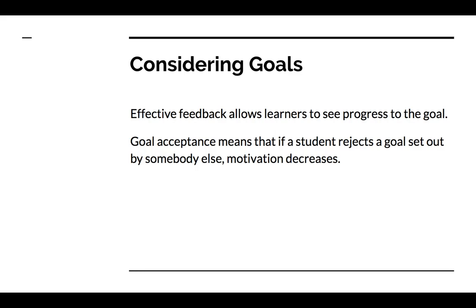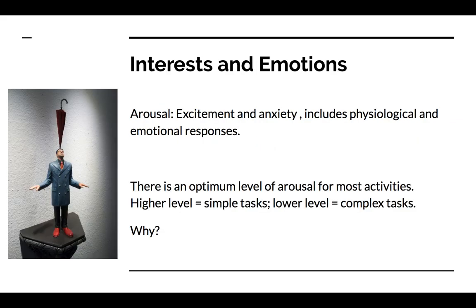And students need goal acceptance. It means that if a student rejects a goal set out by somebody else, their motivation decreases. That goes back to the cognitive theory that we were talking about with expectancy times value. It doesn't matter if they think that they can achieve the goal. If they don't think that it is valuable, they are going to have decreased motivation.